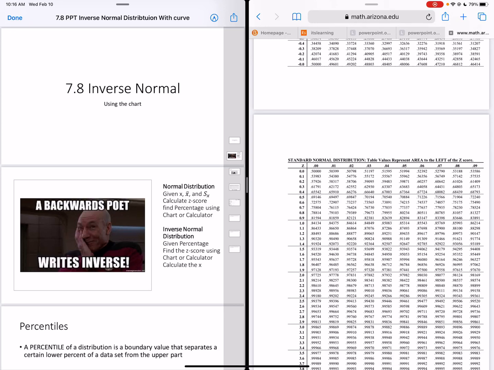Hey guys, today we're going to learn how to do 7.8 inverse normal. So that's going to be working backwards from the normal distribution. In a normal distribution, I give you the performance, the mean, and the standard deviation. You have to calculate the z-score and then find the percentage either using the chart or the calculator, whichever one you're more familiar with. For an inverse normal, I'm going to give you the percentage that you have to look for. Then you have to find the z-score and ultimately work backwards in order to solve for x.